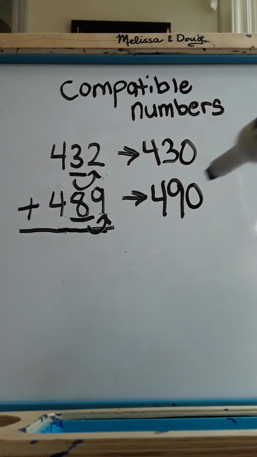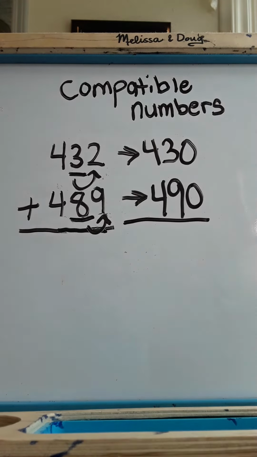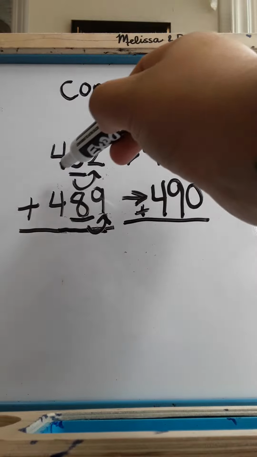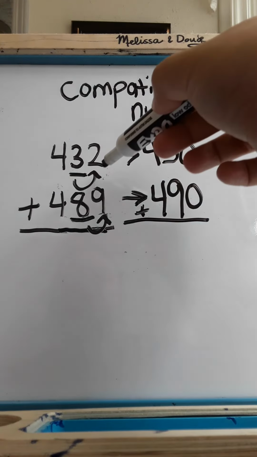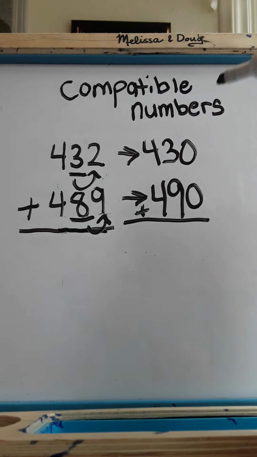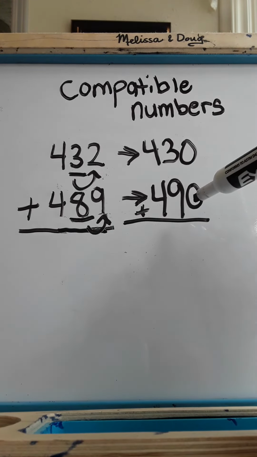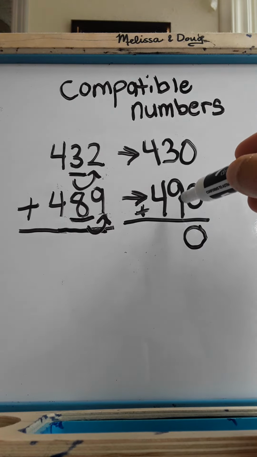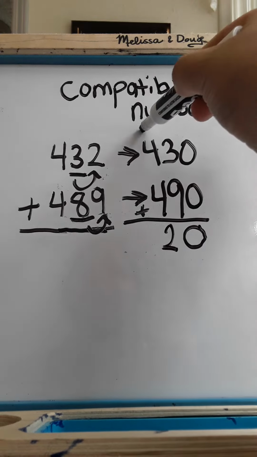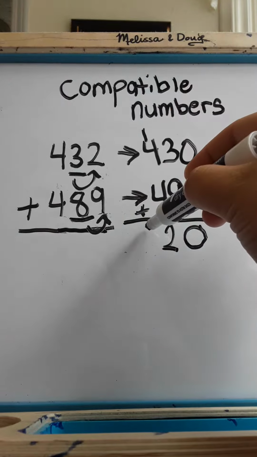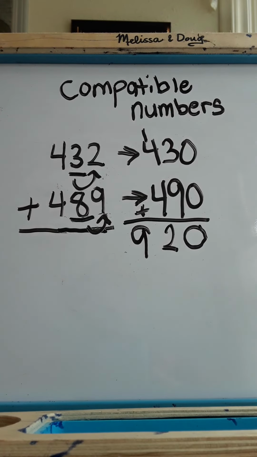And now you can see that automatically this new equation is a lot easier than this one, because in this one they have to regroup twice, whereas in this one they only have to regroup once. So once the students have compatible numbers, they simply add. So 0 plus 0 is 0, 9 plus 3 is 12, and 4 plus 1 is 5, and 5 plus 4 is 9. Pretty straightforward.